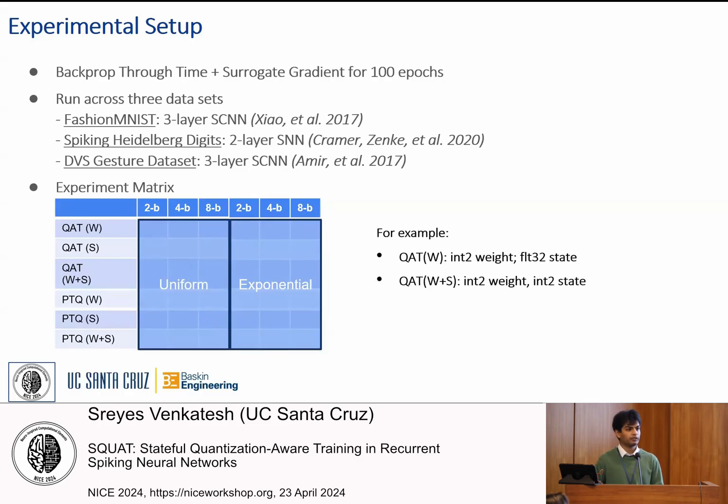And this is how you read it. When we say quantization of just weights, that means we're using fixed precision values for the weights and full precision values for the states. If we say quantization of weights and states, then it's fixed precision values for both weights and states. Quantization of just the states means fixed precision for just the states, but full precision for the weights.